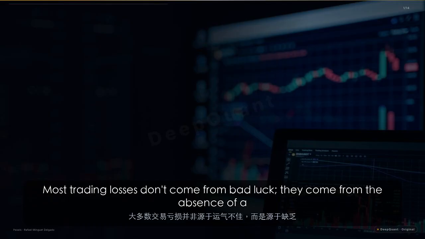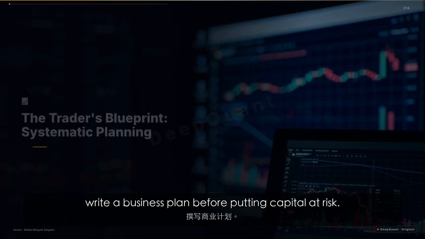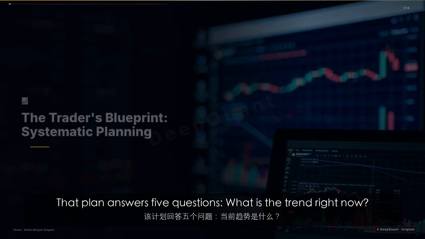Most trading losses don't come from bad luck, they come from the absence of a plan. Professional traders treat every position like a business venture, and they write a business plan before putting capital at risk. That plan answers 5 questions.